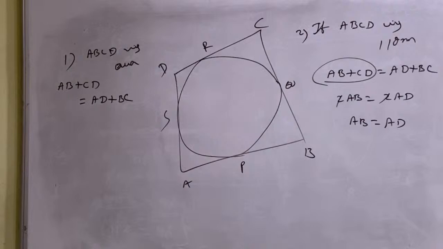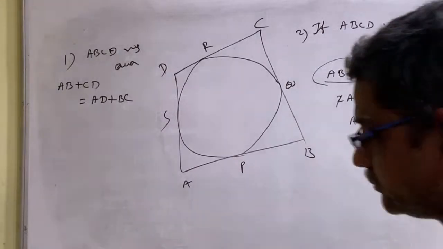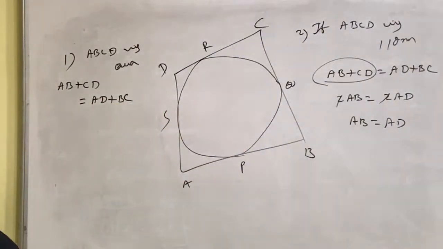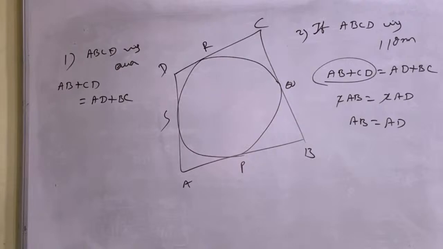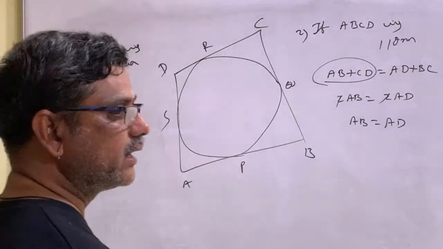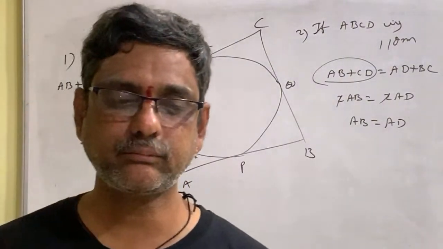Now children, please tell me what happens if a rectangle circumscribes a circle. Then we can call it a square. Same procedure. We can call it a square. Okay?